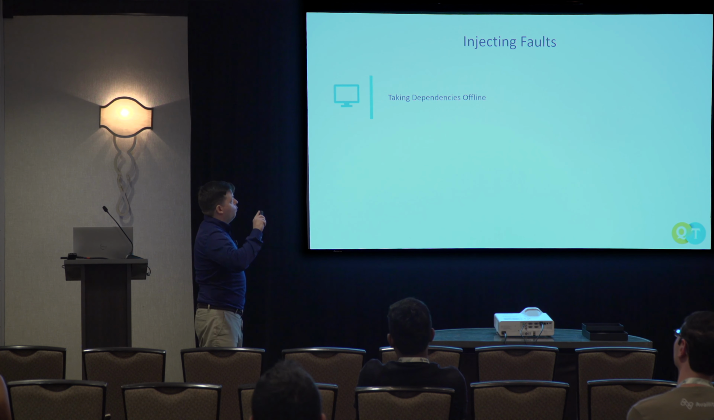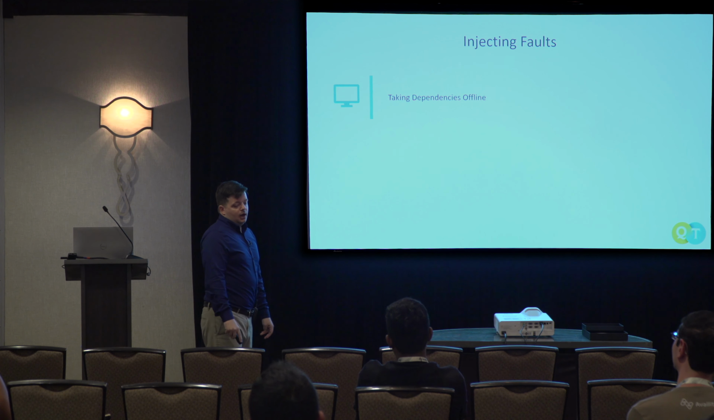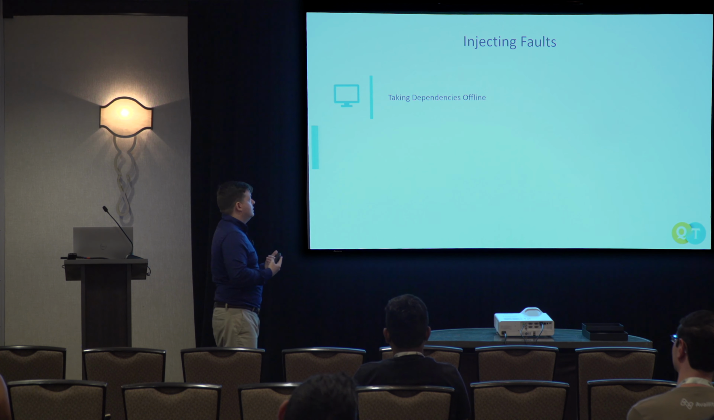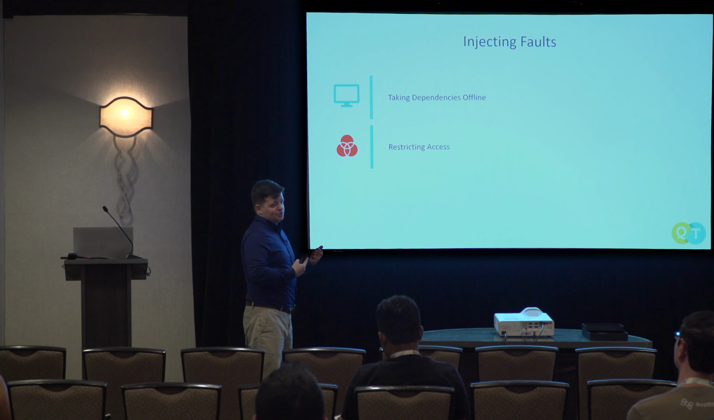So we want to start injecting faults. We want to start testing, doing our chaos engineering by injecting these faults and taking dependencies offline. Again, like I asked earlier, plenty of us don't have an actual test case for when things that we don't own are down. We want to start restricting access.